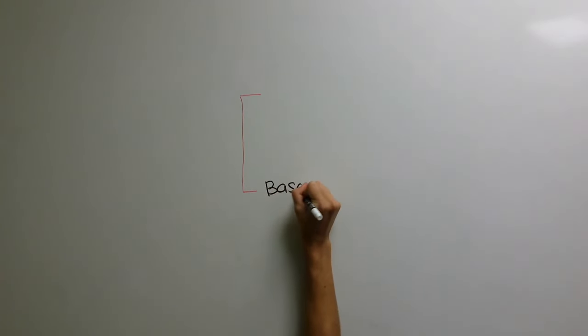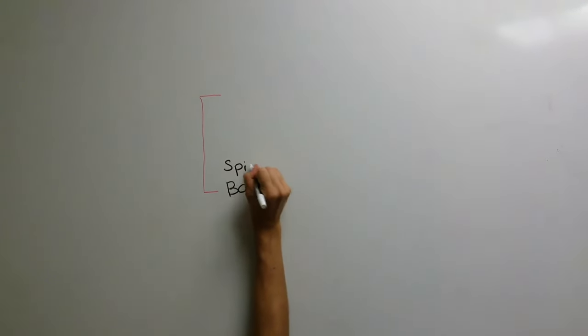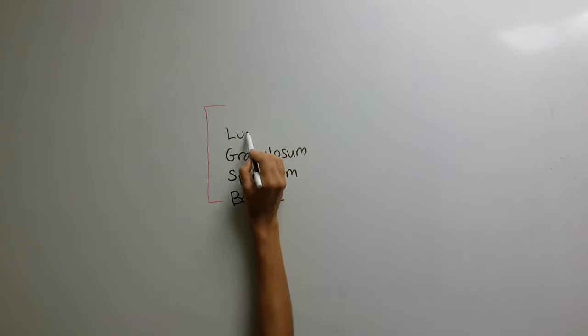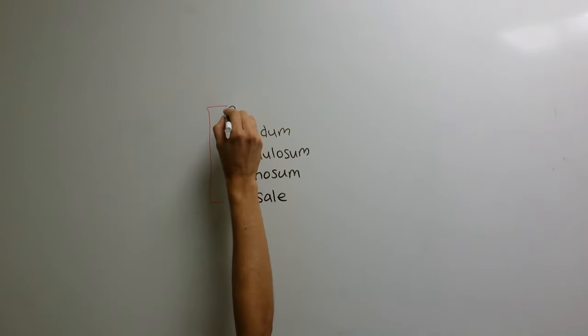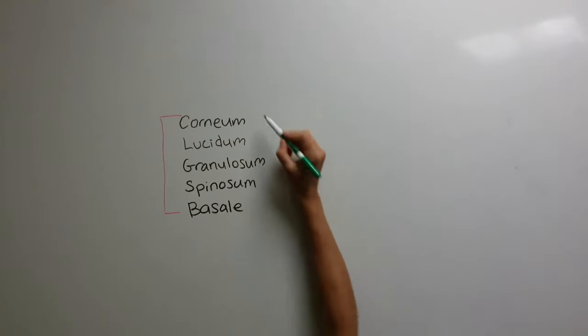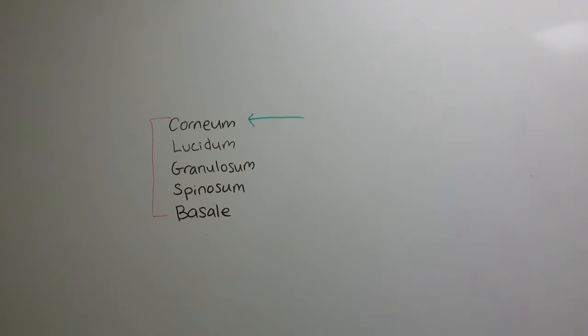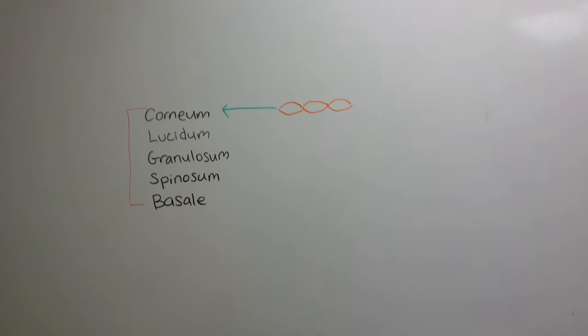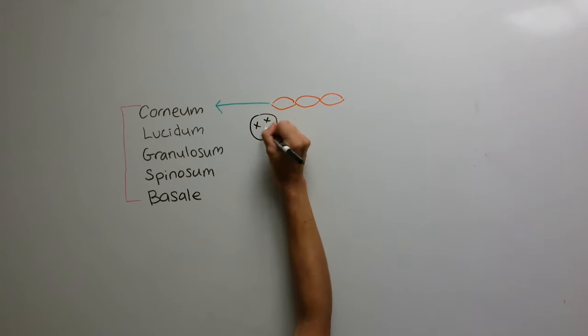Now these 5 layers going from bottom to top are stratum basale, stratum spinosum, stratum granulosum, stratum lucidum, and stratum corneum. Now it is this last layer, stratum corneum, that contains the products of keratinization and cornification, which are dry, hardened, and flattened cells. These are dead cells. However, the only remaining material is keratin.